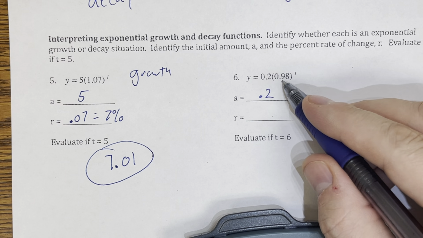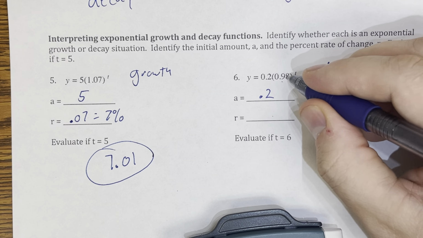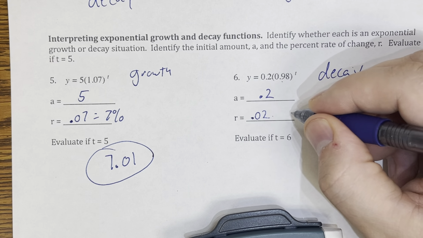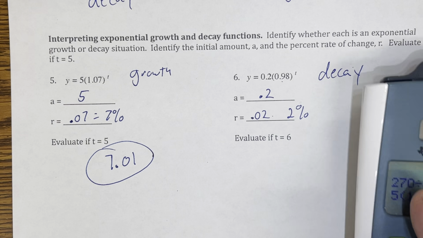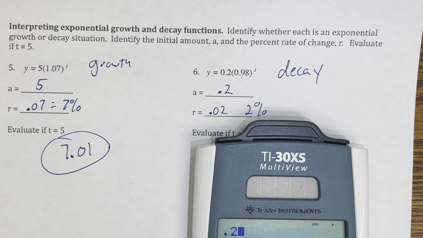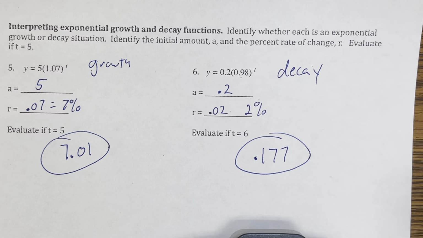Next one, A is 0.2, rate. Well, first off, looking inside, this is less than 1, so this is decay. How far away from 1 is it? It's 0.02 away from 1, which is 2%. And now we're evaluating if t equals 6, so we will type that in. 0.2 parentheses, 0.98, close it. There we go. Raised to the 6th. I got 0.177. So it didn't go down very fast at all.